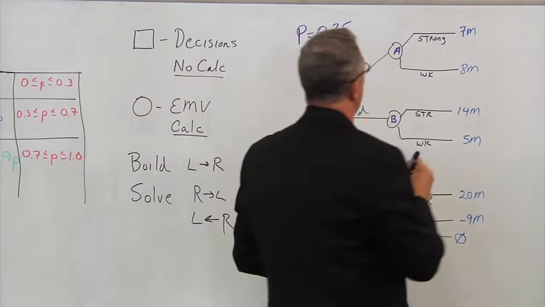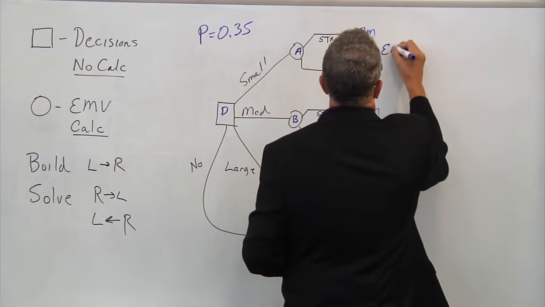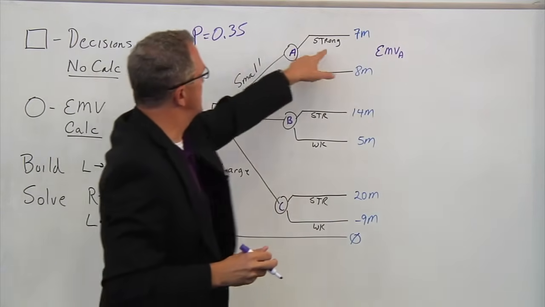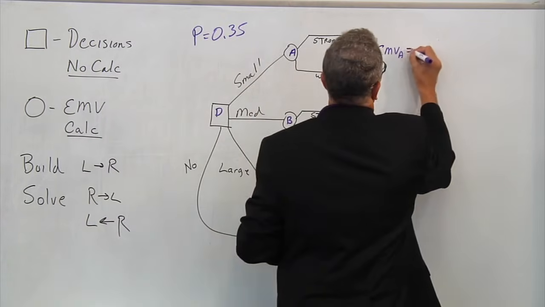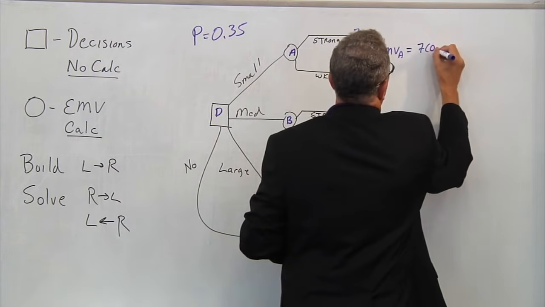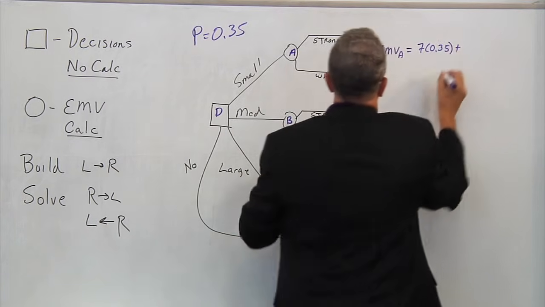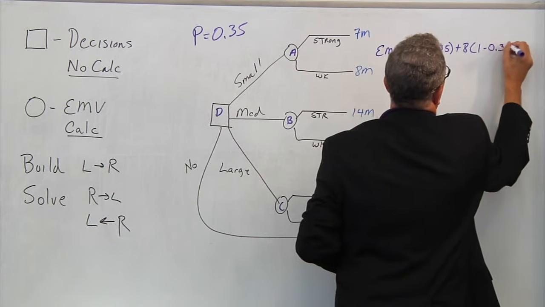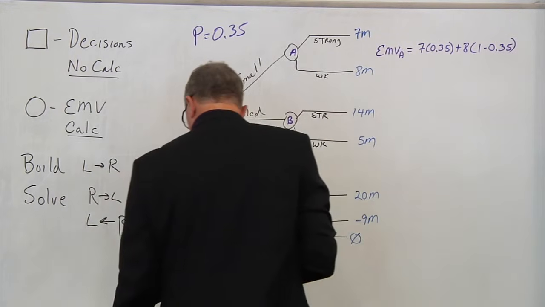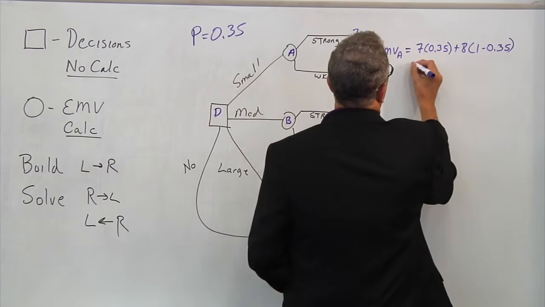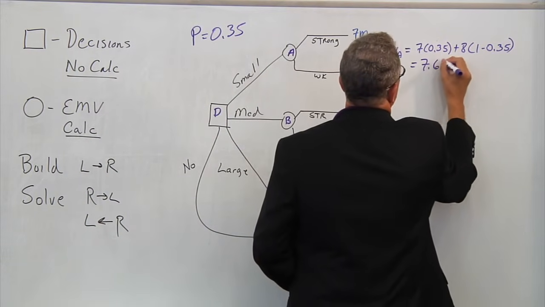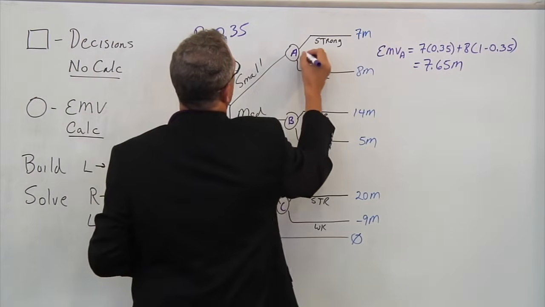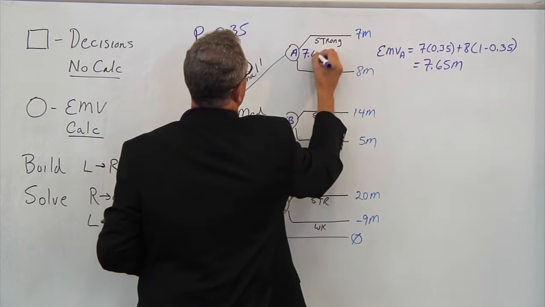My expected monetary value here at A is going to be, I have a 35% chance of strong demand. So it's going to be $7 million times 0.35 plus $8 million times 1 minus 0.35, or 0.65. When you go through the math on this, you'll find out that this is worth $7.65 million. That means my value here, go ahead and put that in, 7.65.